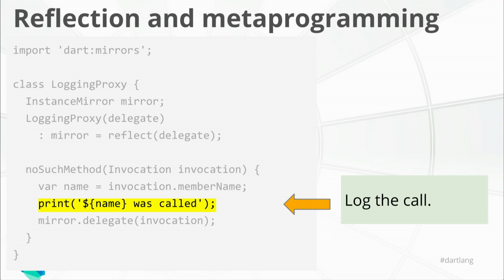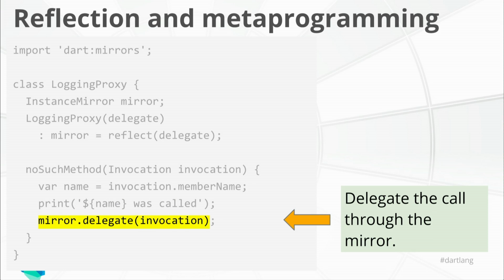Before we actually delegate, let's go ahead and log that call out. We'll just print it out very easily. And then using that instance mirror itself, we can delegate the original call that came in from noSuchMethod and pipe it into the actual delegate itself. This is a really nice way to deal with runtime dynamic programs using noSuchMethod and mirrors.